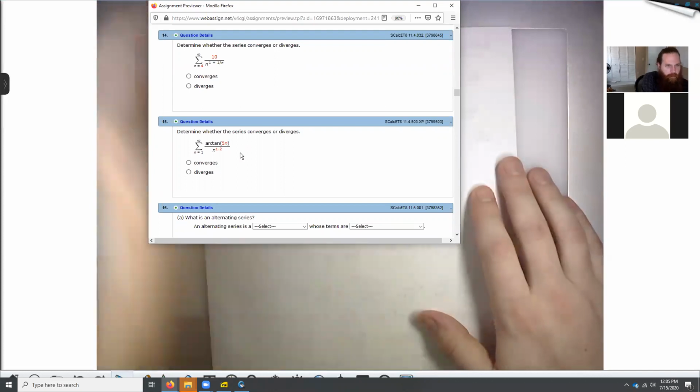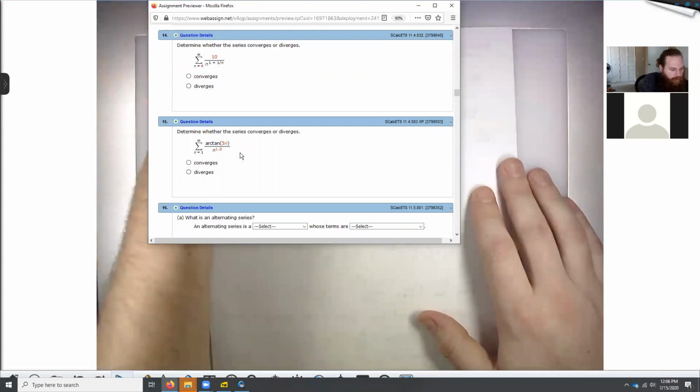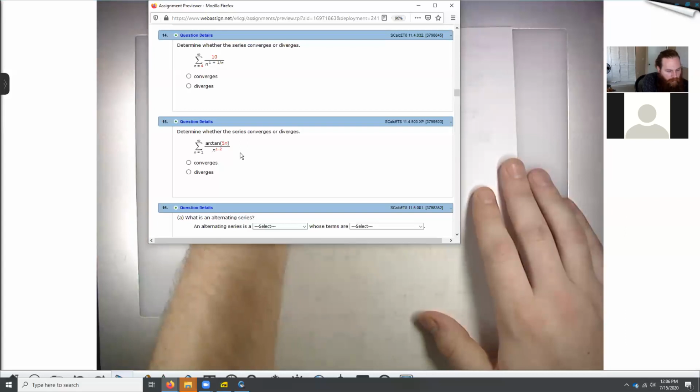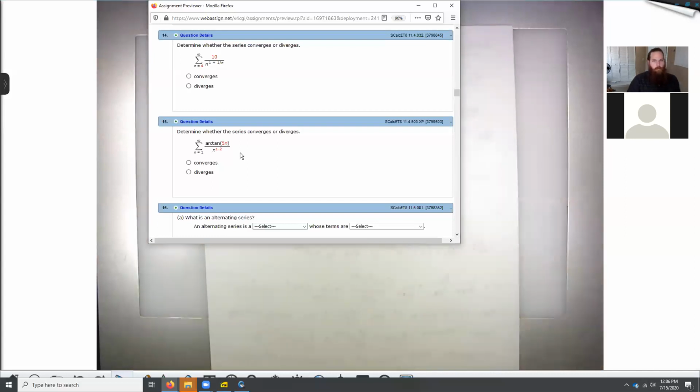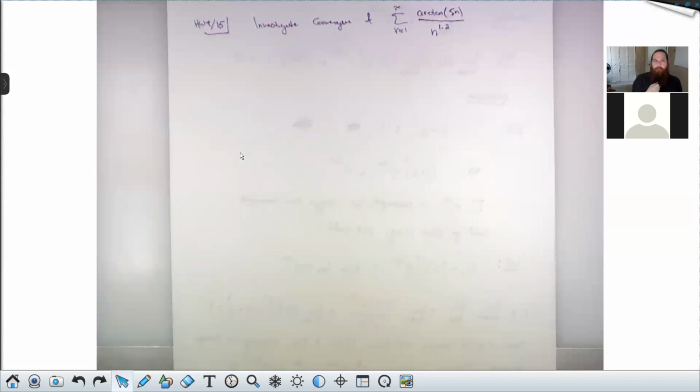I think 15 is probably the easier of them, but we want to investigate the convergence of the series sigma n from 1 to infinity arctan 5n over n raised to the 1.2. Let's see now. I think I could do this with limit comparison or with direct comparison.